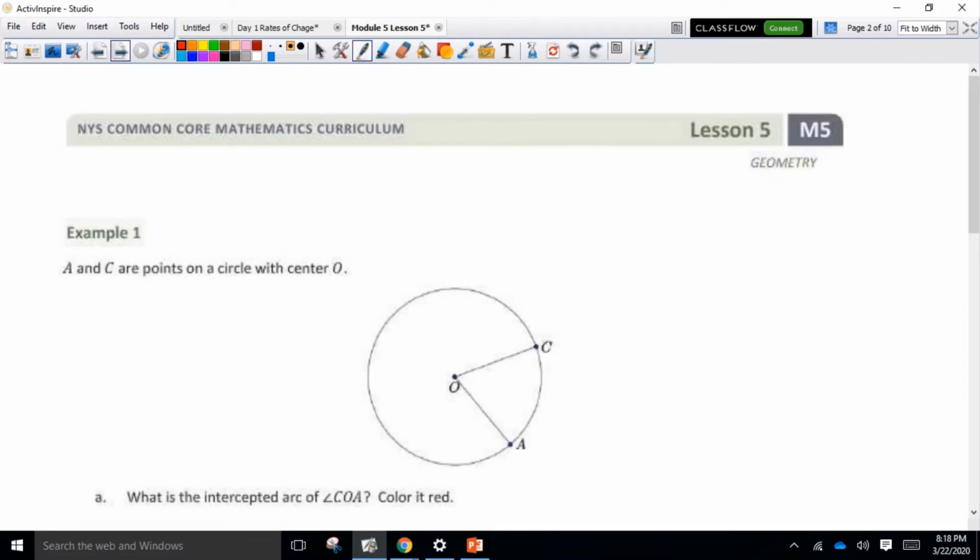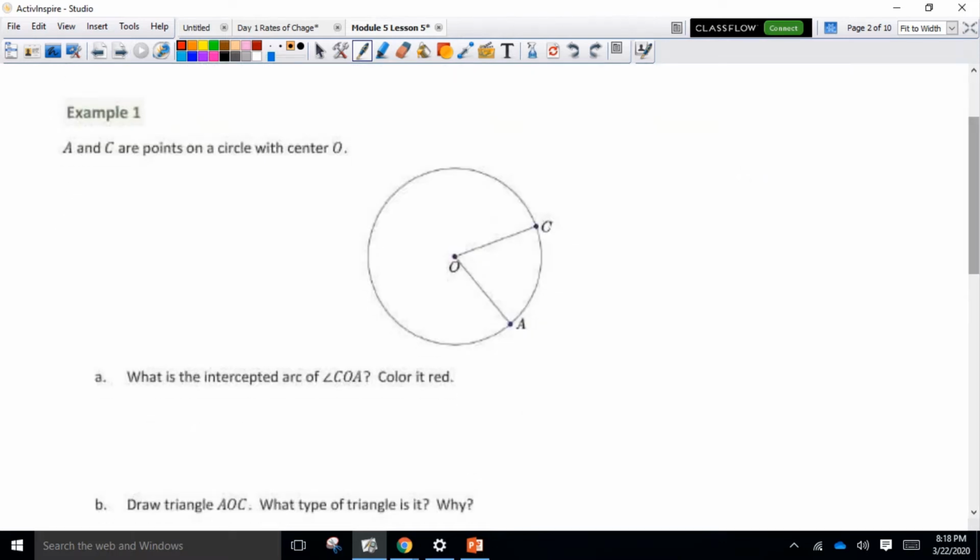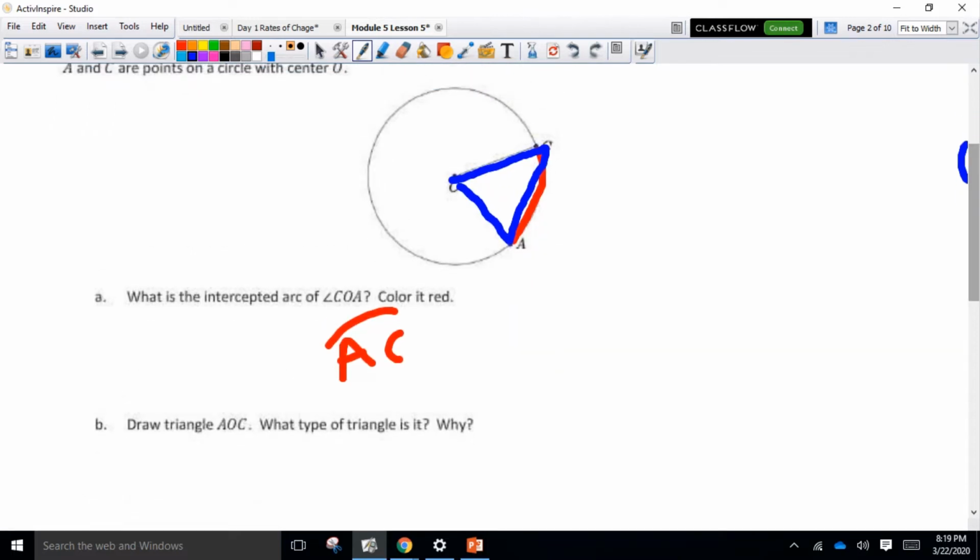Okay. A and C are points on circle O. What is the intercepted arc of AOC? AOC creates this arc. That is AC. Draw triangle AOC. Let's change to blue here. Here's triangle AOC. What type of triangle is it? Doesn't look like it because I did a bad drawing, but it's an isosceles triangle.